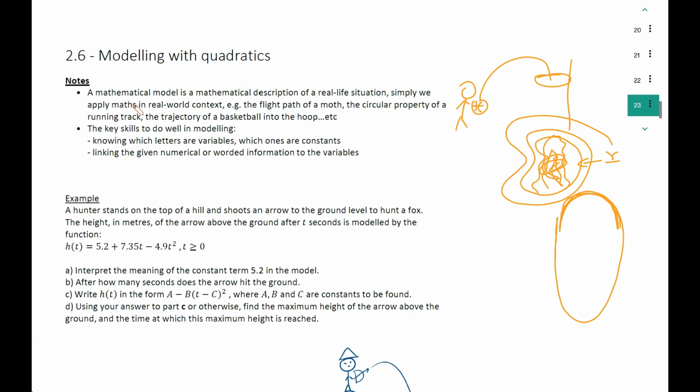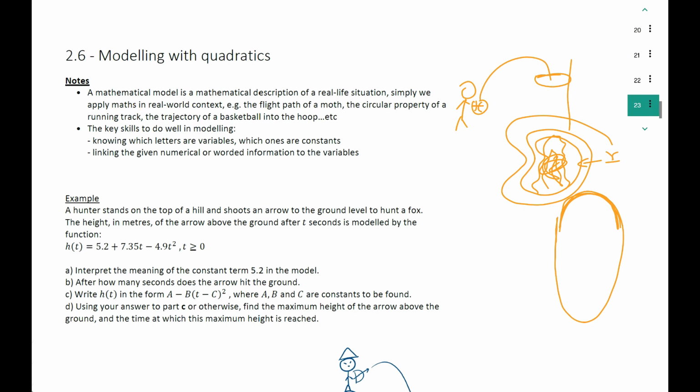The key skills to do well in modeling are quite important, because modeling is a big part of A-level maths. You'll see a lot of modeling later on in chapters: trigonometry, logarithms, exponentials, parametric, and differentiation. There is lots of modeling in different chapters. So these key skills are important throughout the whole modeling aspect of the specification.